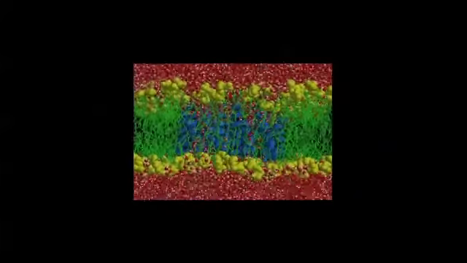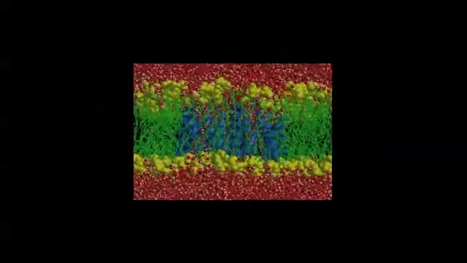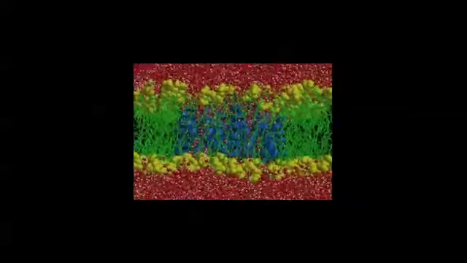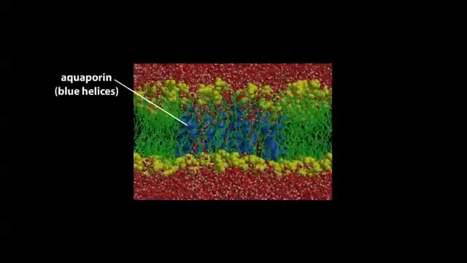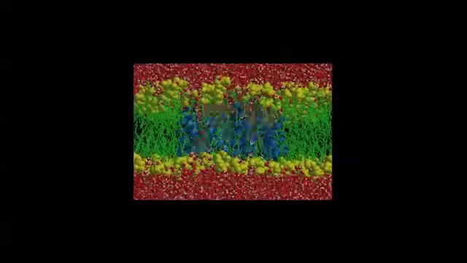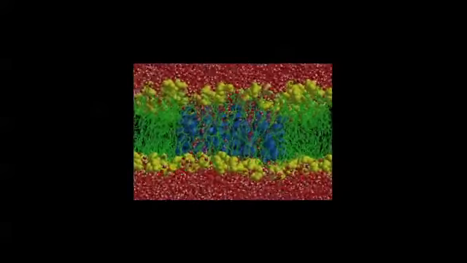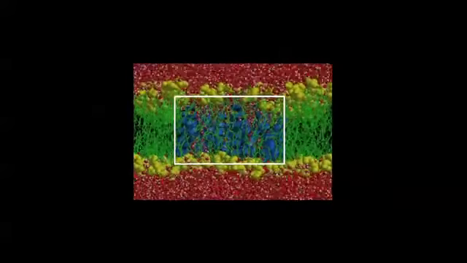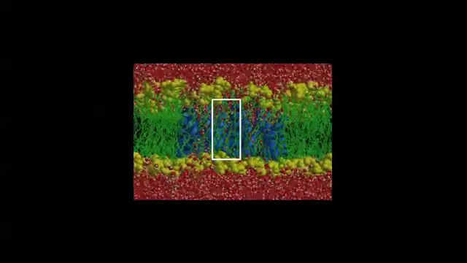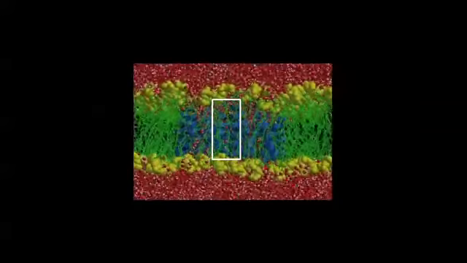To allow water to move more readily across the membrane, many cell types, such as the epithelial cells of the kidney, use specialized channels called aquaporins. Aquaporins selectively conduct water molecules, but not ions or other solutes, across the cell membrane. In this computer simulation, we can see the helices of an aquaporin tetramer spanning the plasma membrane. Each monomer in the tetramer is a separate channel through which water molecules can diffuse.